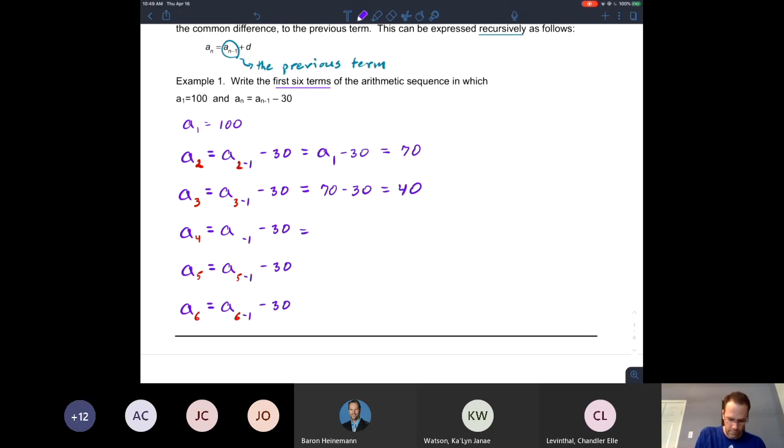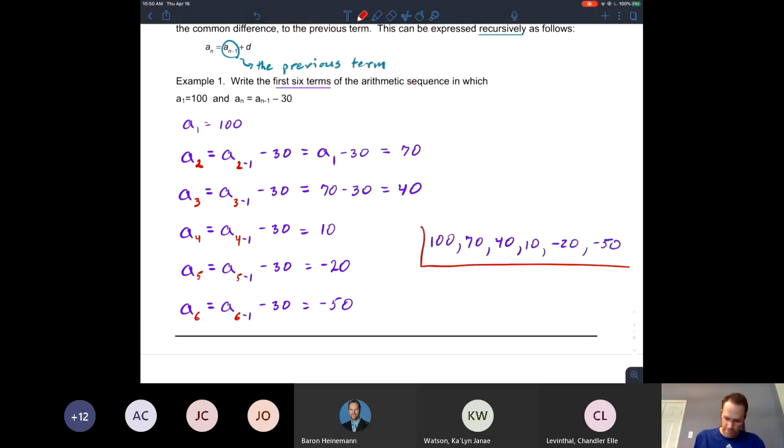And then this one would be, oh, I left that out somehow, 4 minus 1. This would be 40 minus 30, which is 10. This one would be 10 minus 30, which is negative 20. Negative 20 minus 30 is negative 50. So the first 6 terms are 100, 70, 40, 10, negative 20, and negative 50. That's it.